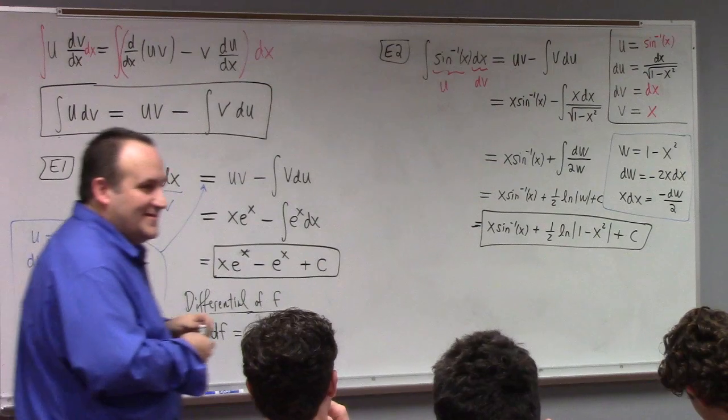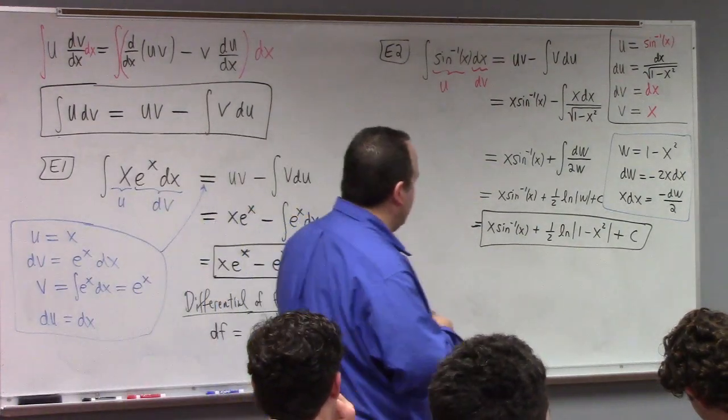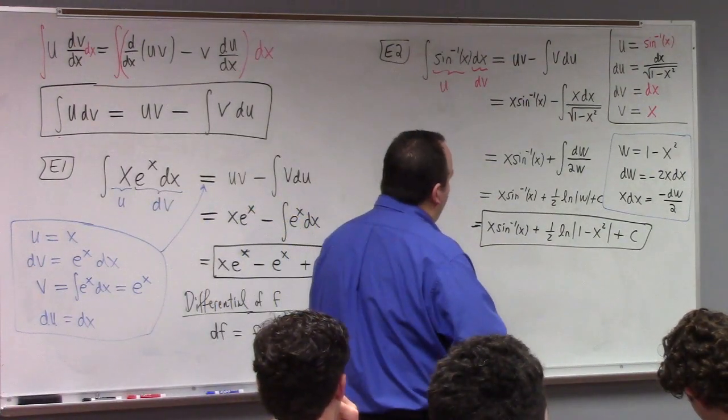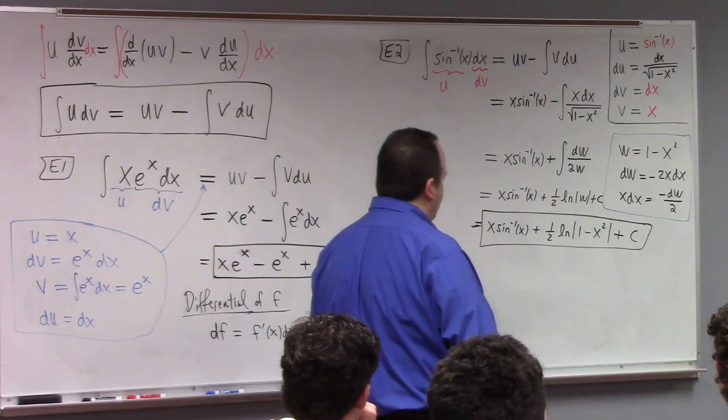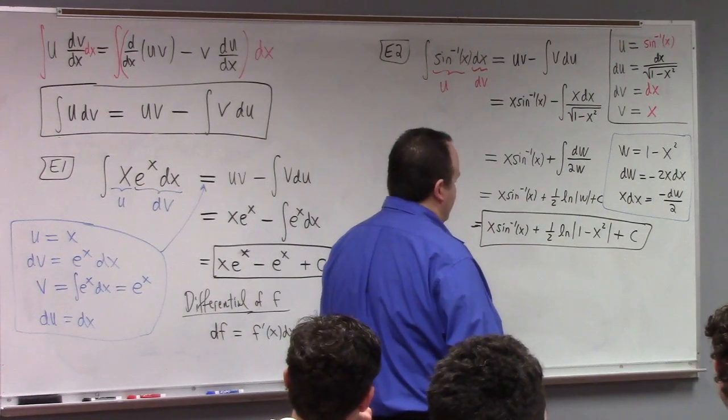Have I made a mistake? Oh, just on the integral, it's supposed to be 2 square root of w. Ah, man. But then I don't have a natural log. I wanted a natural log in my answer.